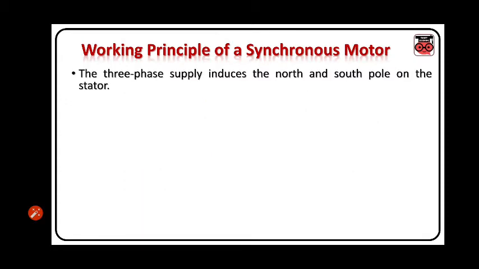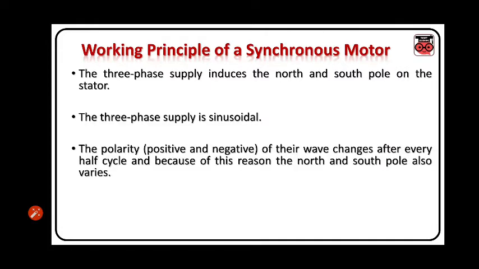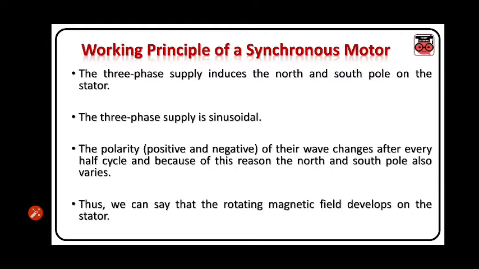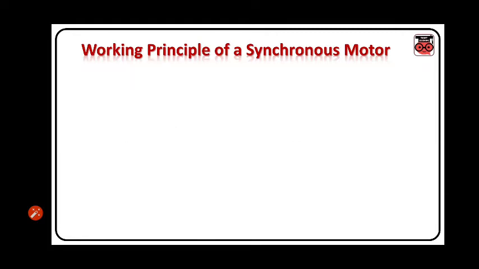The three-phase supply induces the north and south pole on the stator. The three-phase supply is sinusoidal. The polarity, that is positive and negative, of the wave changes after every half cycle, and because of this, the north and south poles also vary. Thus, we can say that the rotating magnetic field develops on the stator.